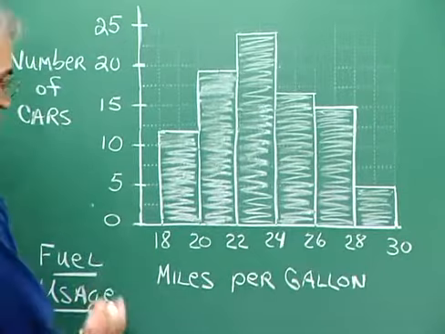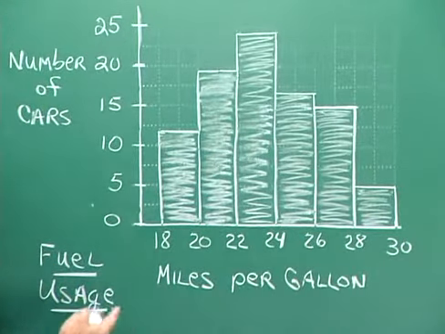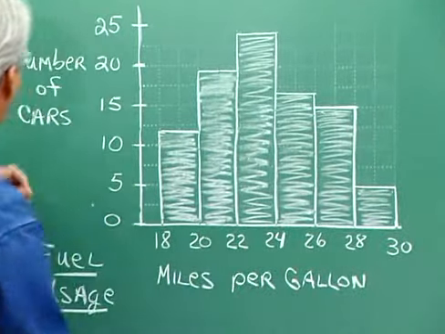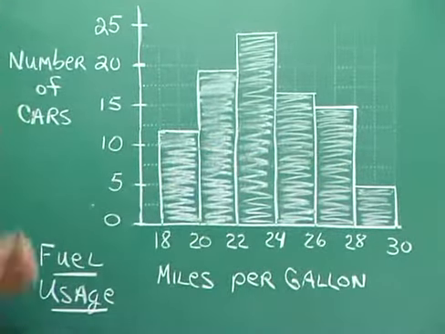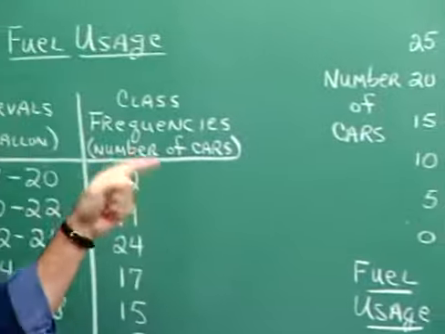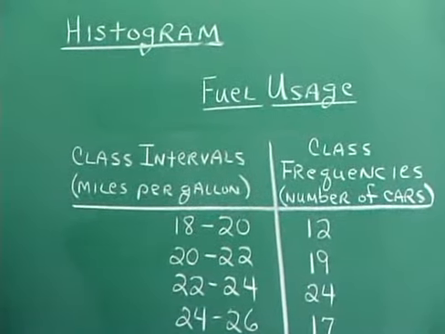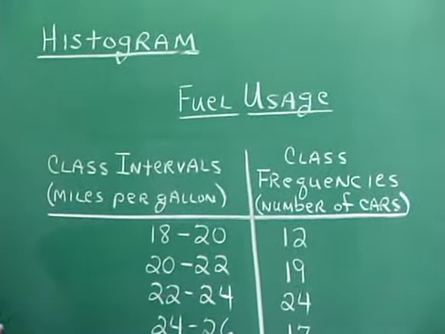We're talking about fuel usage here. I didn't mention that before. This is miles per gallon along the bottom and some number of cars that fall within each of these intervals. Let's come back over here and talk about how the graph was actually structured. I think this will give us a better feeling for the histogram.